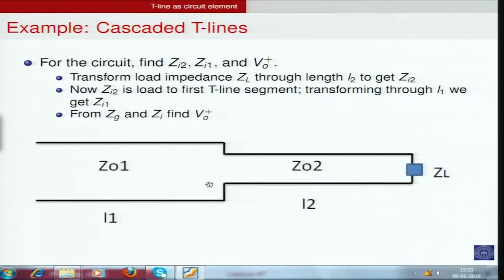Therefore, the impedance seen looking at the output terminals of the first transmission line will be ZL transformed through a length L2 with characteristic impedance Z02, call that Zi2, and that Zi2 further gets transformed to Zi1 via length L1 on the first transmission line. So now you get the effective impedance seen from the two transmission lines. This is the effective input impedance. This forms a voltage divider with the given generator impedance Zg, and you can find V0 plus by following the same logic.